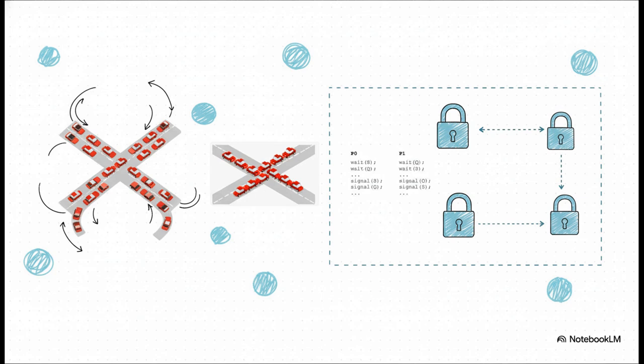Look at the code. Process 0 grabs semaphore S, and then it tries to grab Q. But at the exact same time, process 1 grabs Q and then tries to grab S. What's the result? The traffic jam you see right there. Each process is holding one intersection and waiting for the other one to clear. The entire system is just frozen.